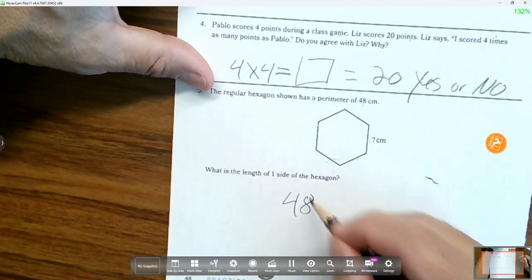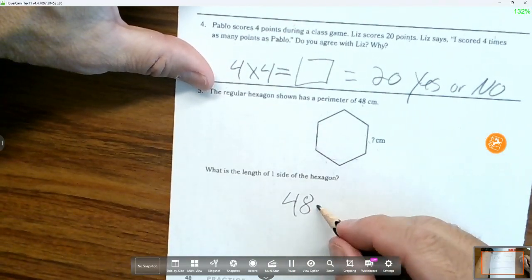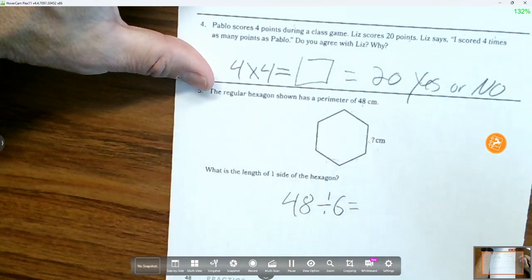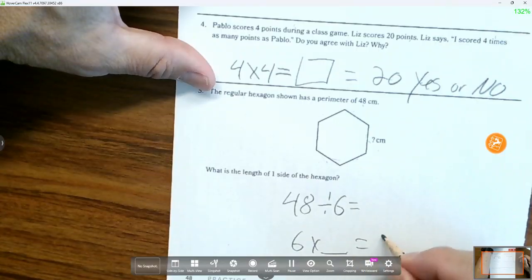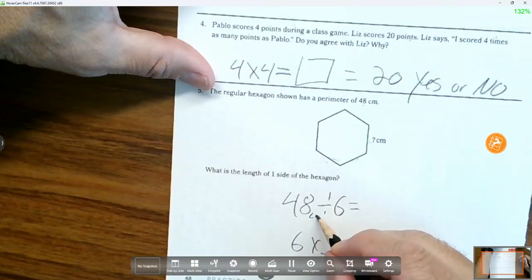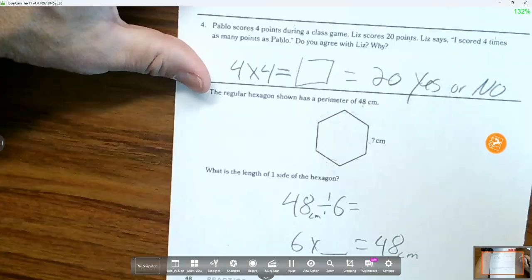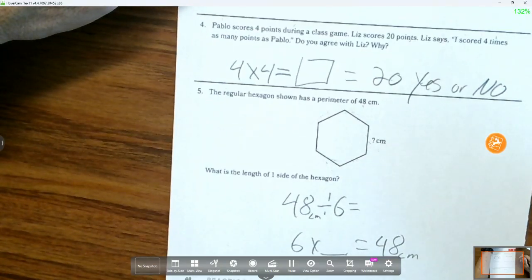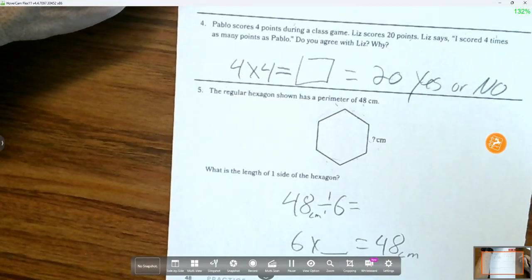So you have 48, right? And we have 6 sides. So I need to divide that by 6 to find my answer. Or 6 times what equals 48? Okay. And remember, this is centimeters. Okay, we're not multiplying. We're adding up all the way around, but we can multiply to find it quicker because that's a lot easier to figure out what plus what plus what plus what plus what plus what equals 48.